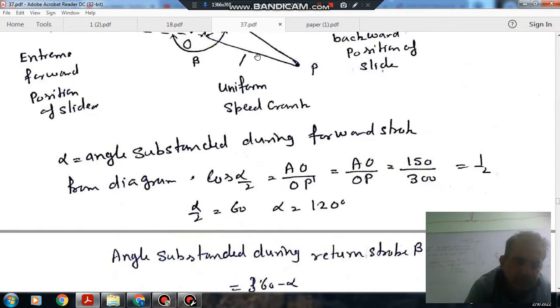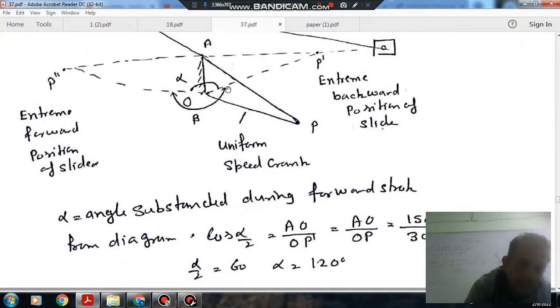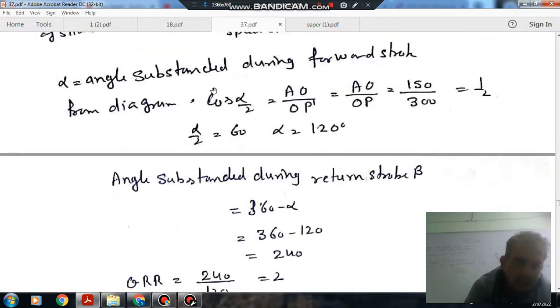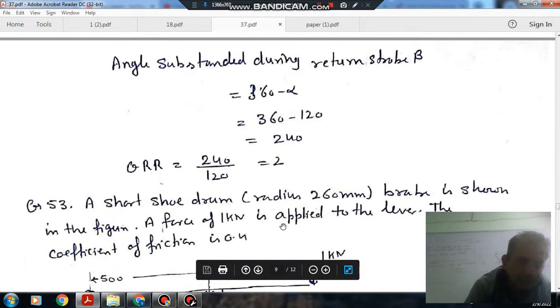This is rotating at uniform speed, and the angle during the forward stroke is this and during the reverse stroke is this, so they will take time according to these angles. So the answer is 2.